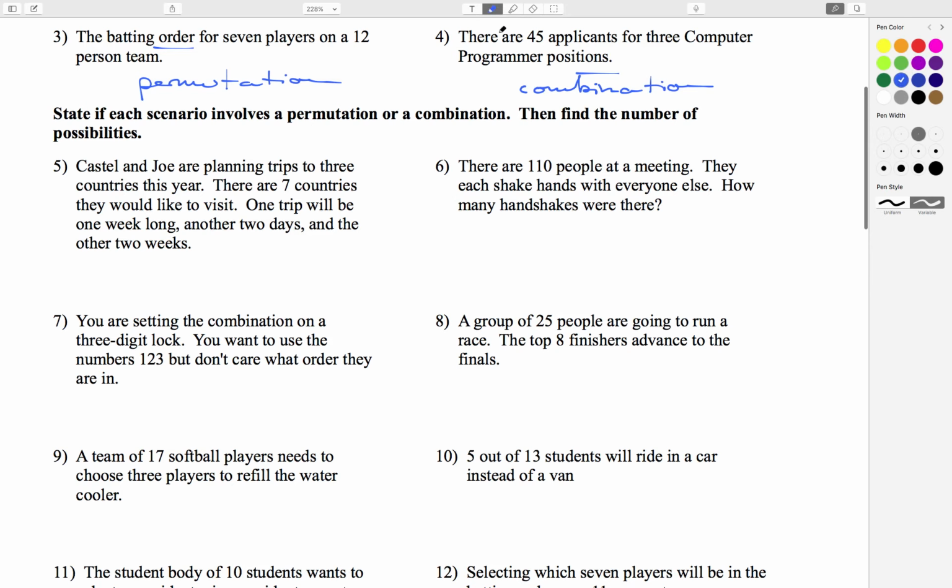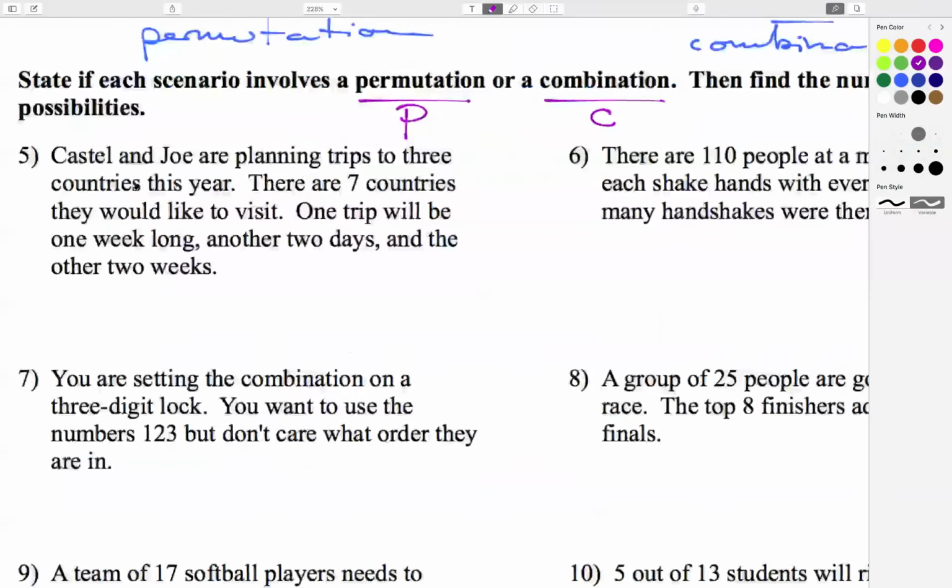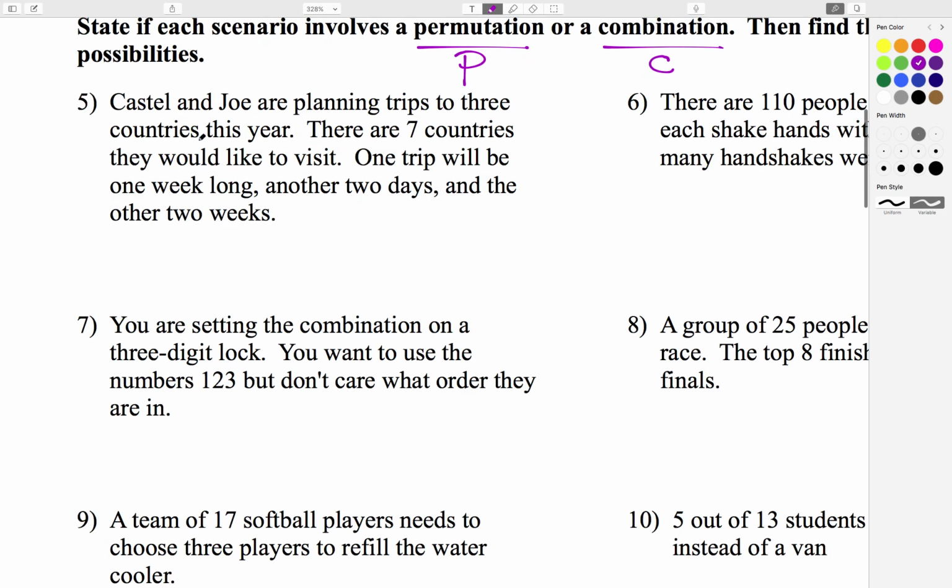Now, besides stating if it's a combination or permutation, which I will only say P for permutation or C for combination, we need to find the number of possibilities. Okay? So, Gaston and Joe are planning trips to 3 countries this year. There are 7 countries they would like to visit. One trip will be 1 week long, another 2 days, and the other 2 weeks. So 3 different trips, and each one lasts a different amount of time.